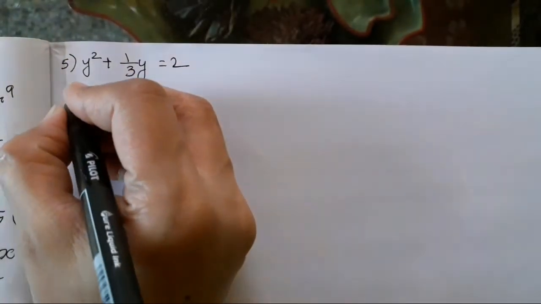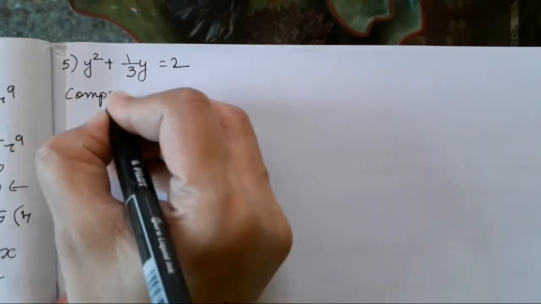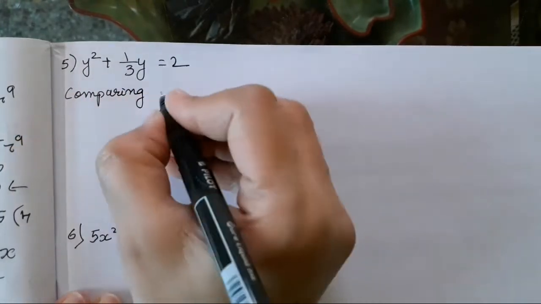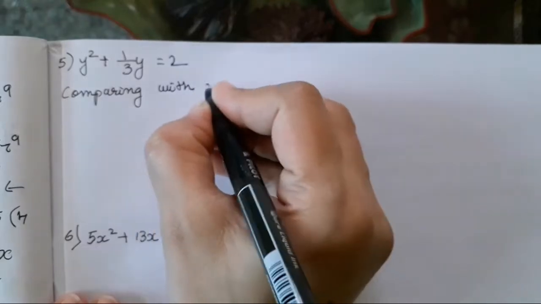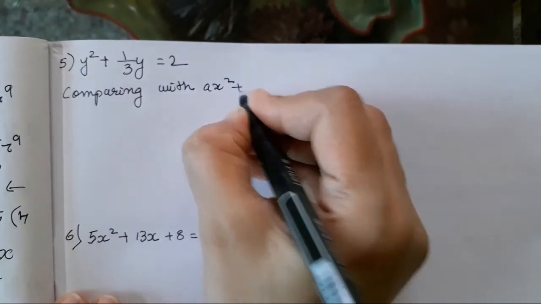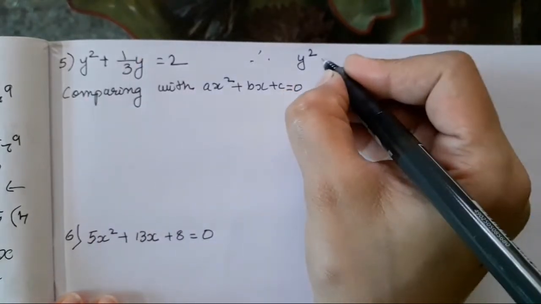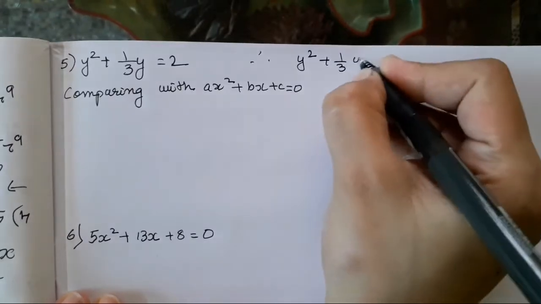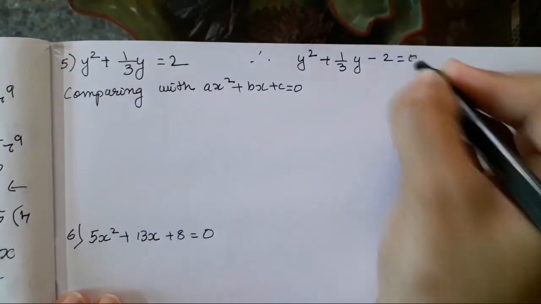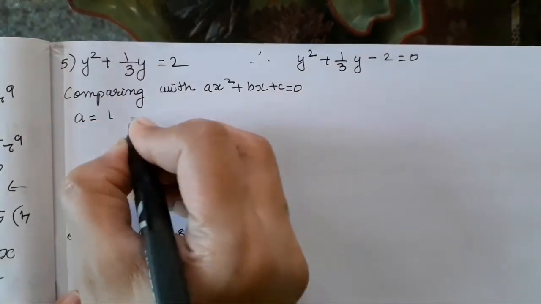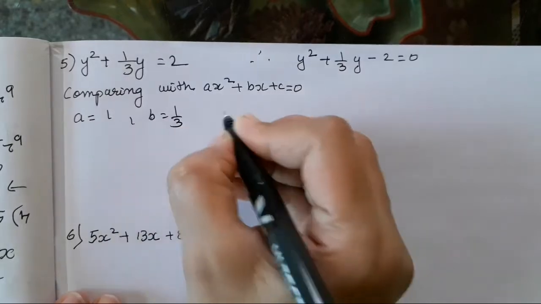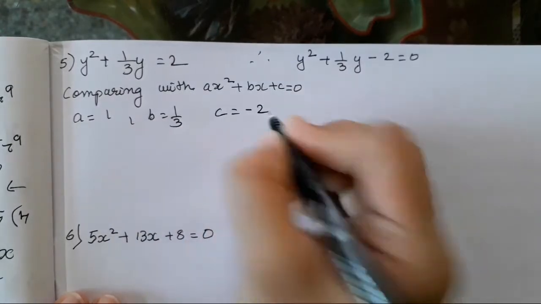Let's solve the next sum. Same steps. Comparing with ax square plus bx plus c is equal to 0. Let's make it in the standard form first. That is y square plus 1 upon 3 y minus 2 is equal to 0. So a is 1, b is 1 upon 3, c is equal to minus 2.